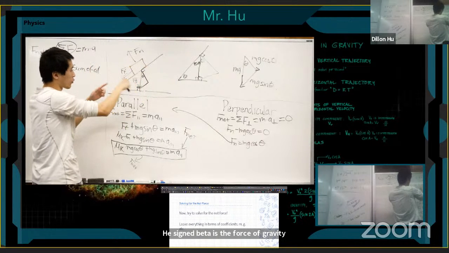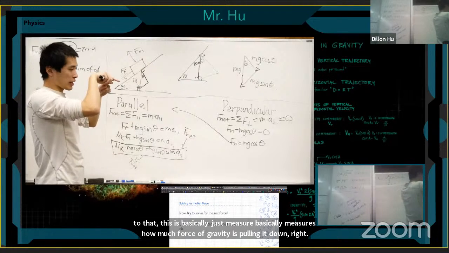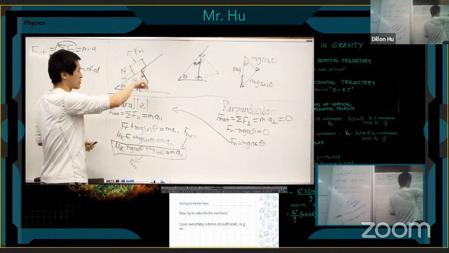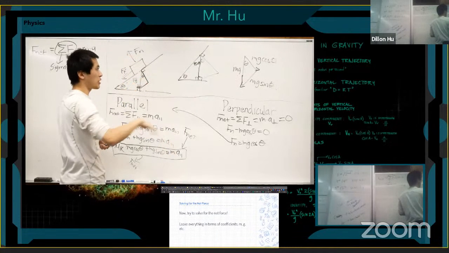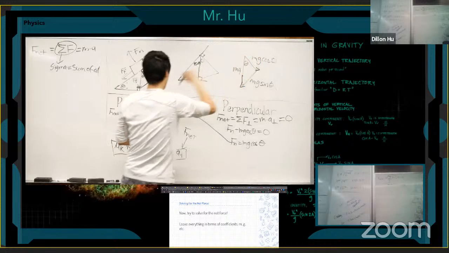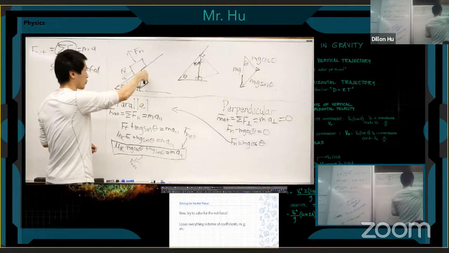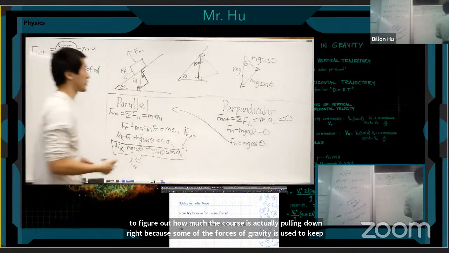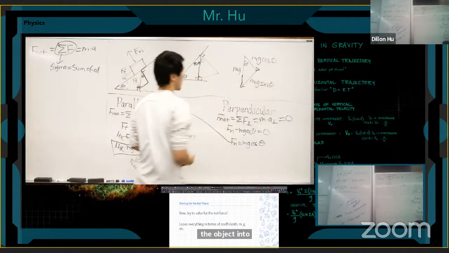Some of the force of gravity is used to keep the object into the ramp, right? If there was no gravity, the object would not really touch the ramp. So some of the force of gravity is being used to pull the object into the ramp, and that's this mg cosine theta. Mg sine theta is how much the force of gravity is pulling the object down the ramp. We got that from decomposing gravity.